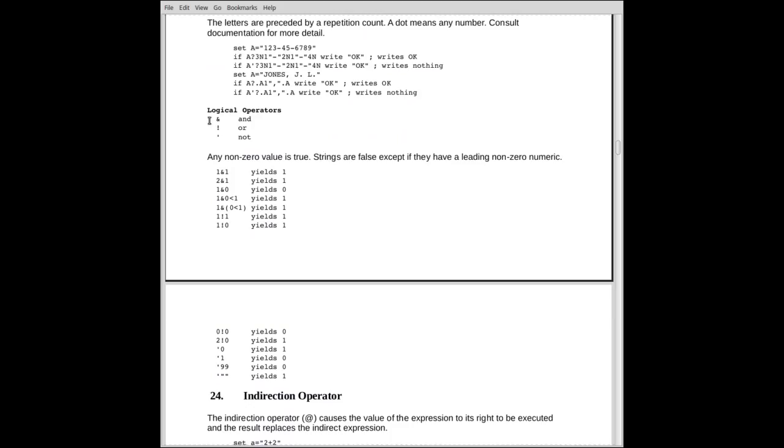The logical operators are and, or, and not. And is the ampersand, or is the exclamation point. This can be confusing for people who do C, where not is the exclamation point. Here exclamation point means or, and not means not. And and or are binary logical operators, and the not is a unary operator.